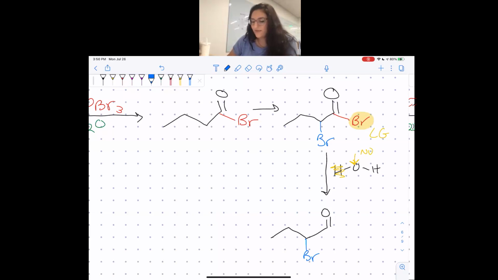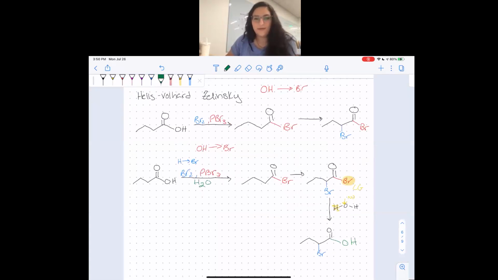So that's the difference between the two Hell-Volhard-Zelinsky reactions. The difference was really just the H2O. If there is no H2O, you end with two bromines. If there is H2O, you get a carboxylic acid and a bromine.